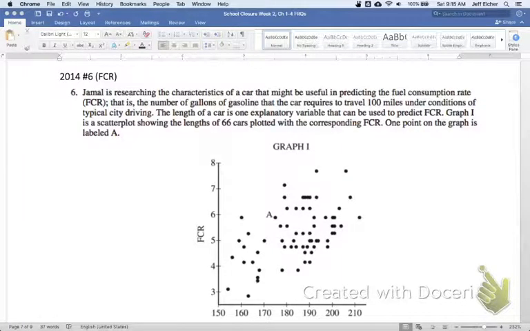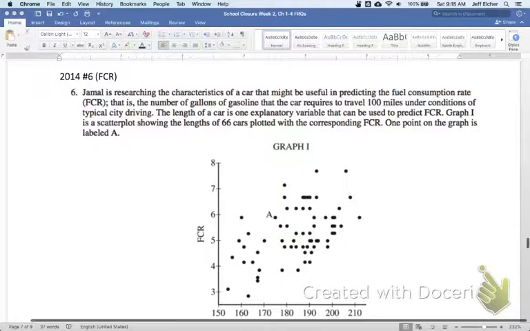Going to look at the 2014 investigative task, number 6, about FCR, fuel consumption rate. So a lot of reading in this question. That's not uncommon in investigative tasks. Got to get your read on. And we've got a lot of graphs, a lot of stuff going on here.